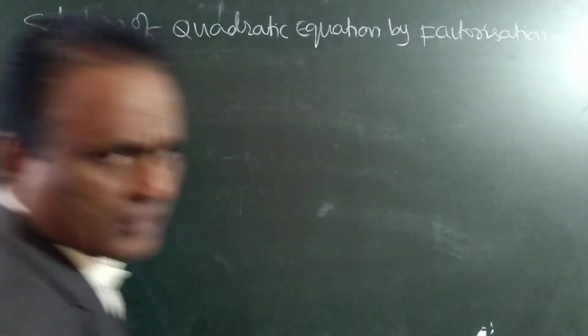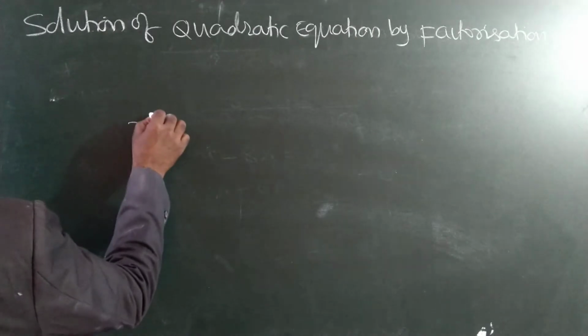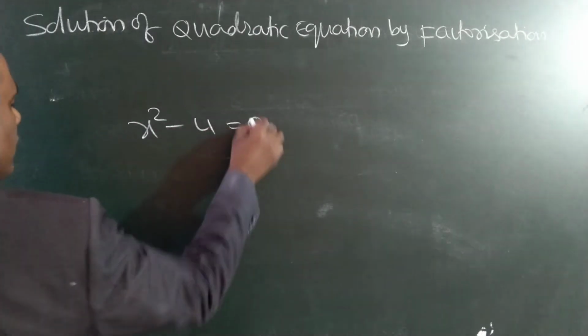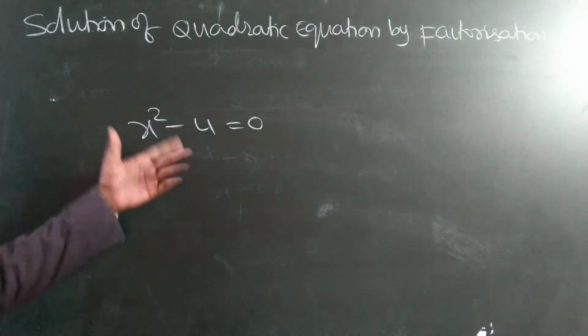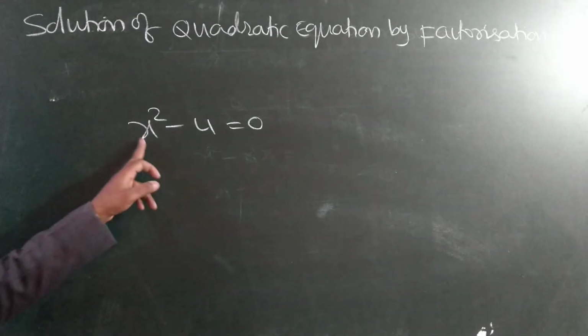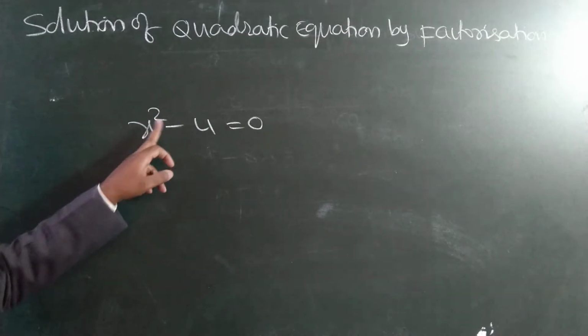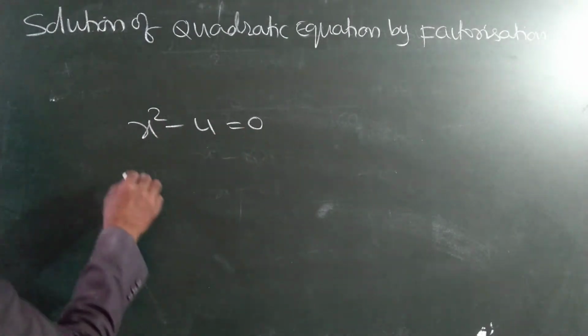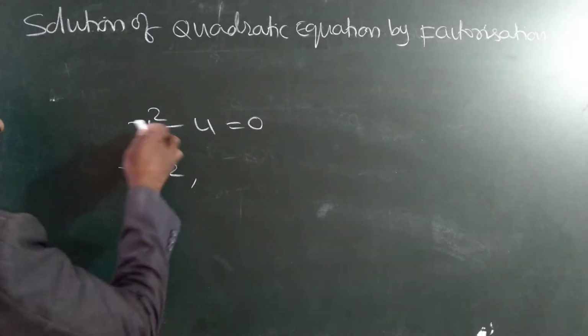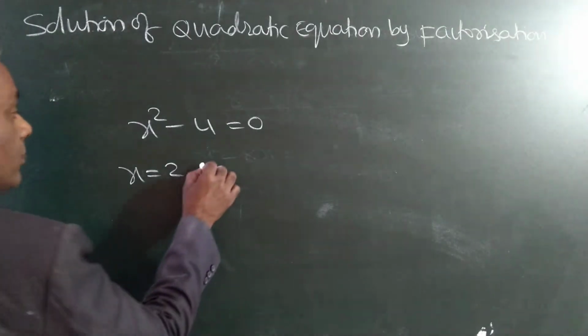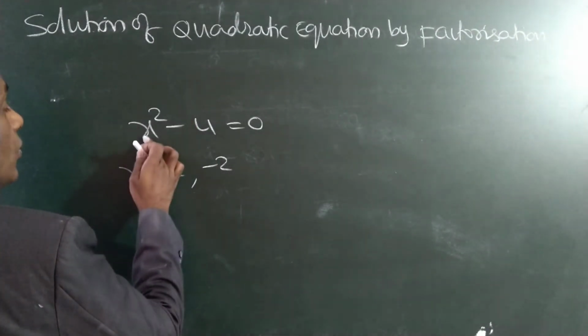Students, see here. Suppose x square minus 4 is equal to 0. This is a quadratic equation. What x value will satisfy this? If we take x is equal to 2, 2 square is 4, 4 minus 4, 0. So x is equal to 2 will satisfy. Even if we take x is equal to minus 2 also, minus 2 whole square is 4, 4 minus 4 is 0.